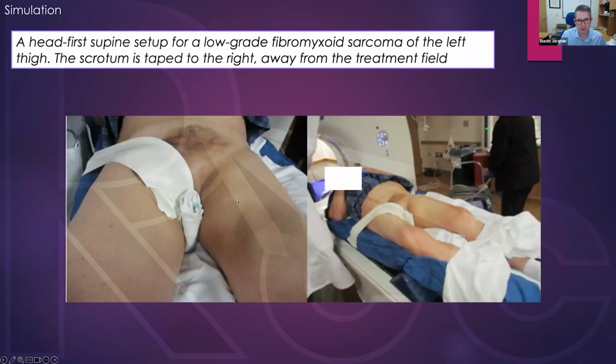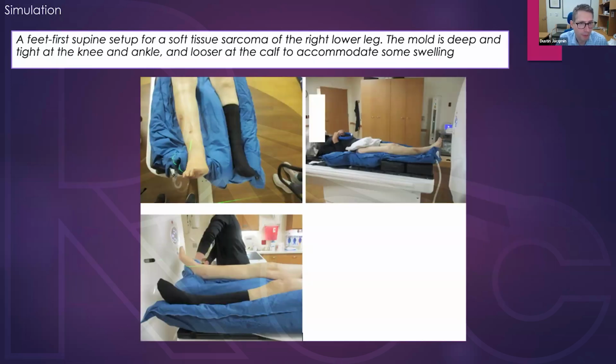This patient is being treated to their left thigh, and their scrotum and some of their skin folds are being taped up and to the right so that they're not in the treatment field and they're a little bit further away from the target volume. So this is a nice practice if you're treating the upper thigh, to protect the scrotum and the genitals in general. Here we have a feet first supine setup for a soft tissue sarcoma of the right lower leg.